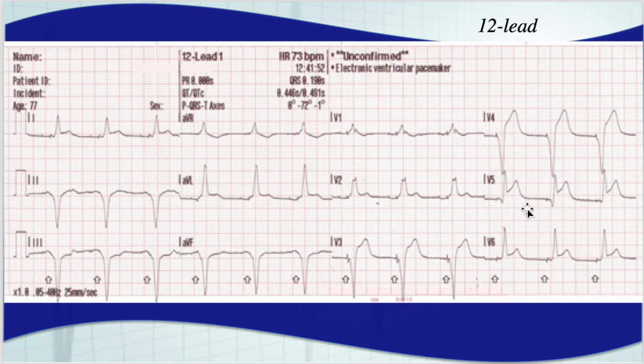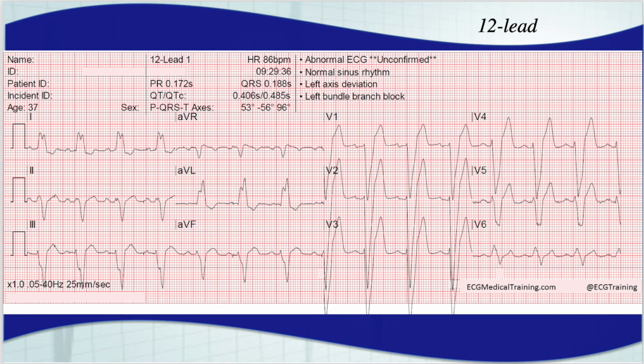Over here in V5 and V6, you do see concordant ST segment elevation, which gives you 5 points when you have concordant elevation, utilizing the original Sgarbossa tool. So that would be a ventricular paced rhythm in the presence of an MI, or an MI in the presence of a ventricular paced rhythm. Here's another left bundle branch block. This one's from ecgmedicaltraining.com. Great website.